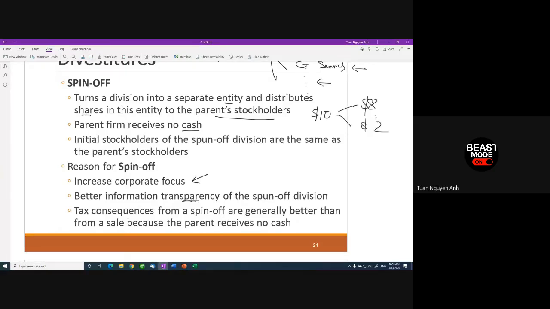This is compared with the sales divestiture. With the spin-off, the tax consequences are better than from a sale because they're receiving no cash, so there is no tax. Most of the time, tax is based on the cash you receive, so it is based on the cash flow. So this is better compared with the sales.